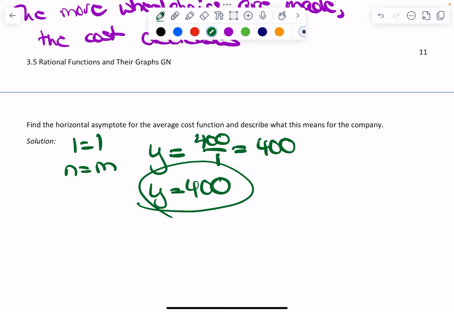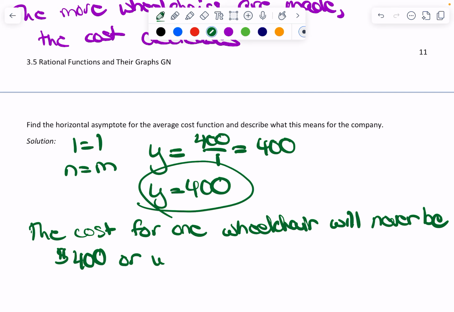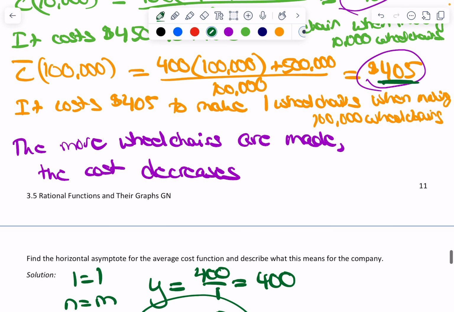So what does this mean for the company? It means that the cost for one wheelchair will never be $400 or under. So we can see that this is approaching 400, but it doesn't go below the 400, even though they're making 100,000 wheelchairs.